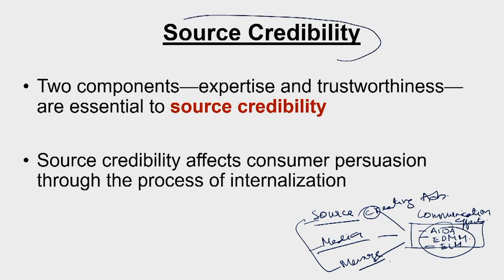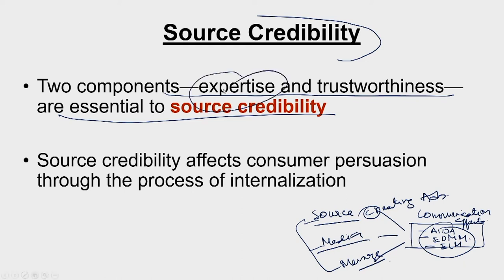So, starting with source factors, what are the various factors of the source which affect the effectiveness of any marketing communication? Two components, expertise and trustworthiness, are essential to source credibility. When you see an advertisement, any advertisement has a source. Let it be a Patanjali advertisement for a toothpaste. Somebody comes in and explains that this is an herbal toothpaste. The source creating the message, the person who is asking you to use Patanjali, the expertise of the person who is demonstrating it, and the trustworthiness of that particular source have a lot of effect on source credibility.